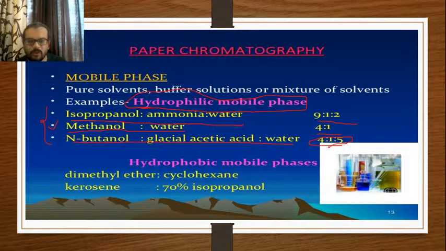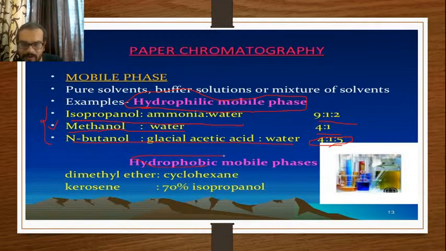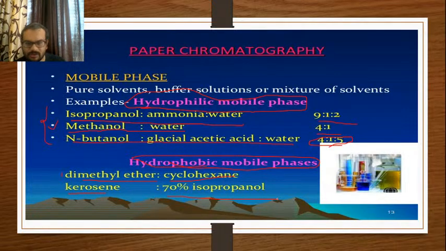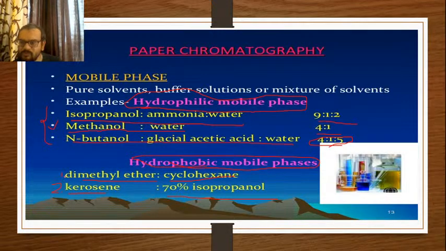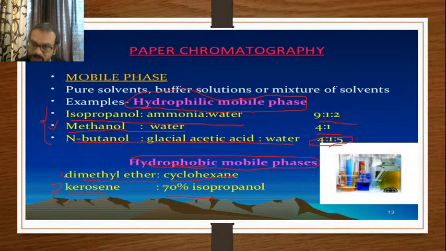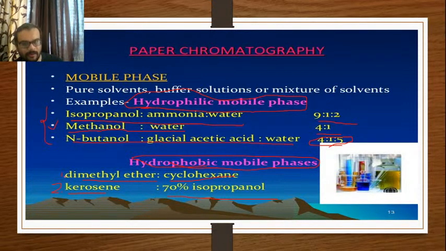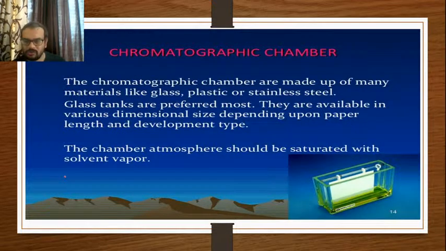If you choose a hydrophobic mobile phase, it can be dimethyl ether, cyclohexane, and kerosene with 70% isopropanol. Exactly what the composition is, I think we will have to check it. I will revert back tomorrow. So dimethyl ether, cyclohexane and kerosene with 70% isopropanol can be a composition for a hydrophobic mobile phase. Remember these compositions. The next part we will cover in tomorrow's session.